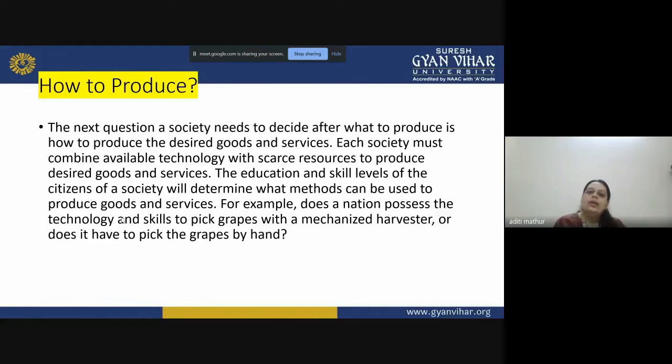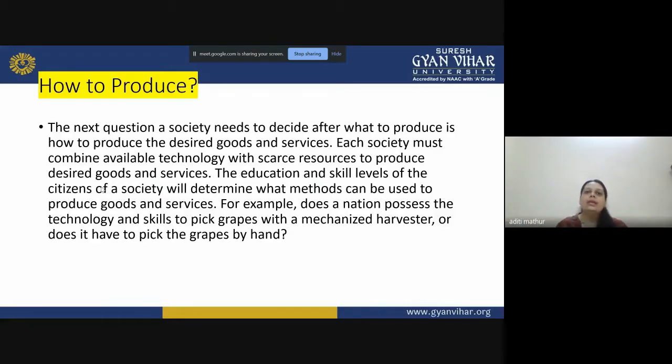And if you are trying to come up with the mechanized harvester, then there is the cost of the technology, the cost of importing, the cost of maintaining, the lubricants, the mechanics. If it gets stuck or is not working properly, then it will be sent to the workstations for repair. So at that time, who will be working, right? So these types of costs are to be taken into consideration when you decide how to produce.